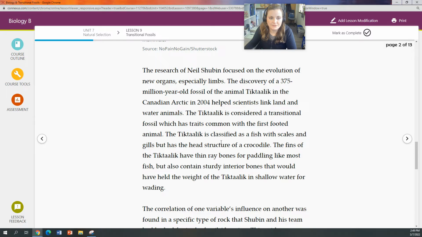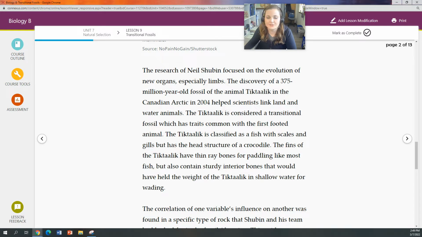So, the research of Neil Shubin focused on the evolution of new organs, especially limbs. And what they discovered was a 375 million year old fossil of an animal, a Tiktaalik, in the Canadian Arctic. That's a fun word to say, Tiktaalik. And a Tiktaalik is considered to be a transitional fossil.